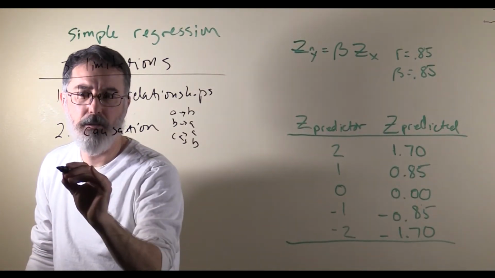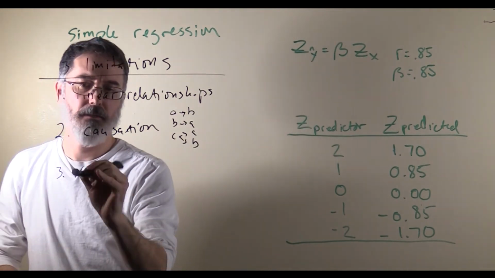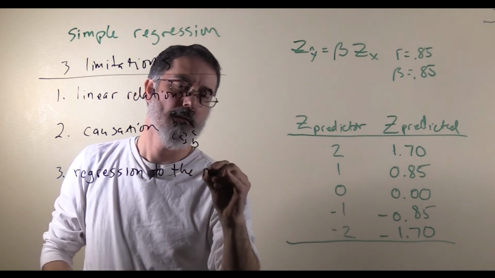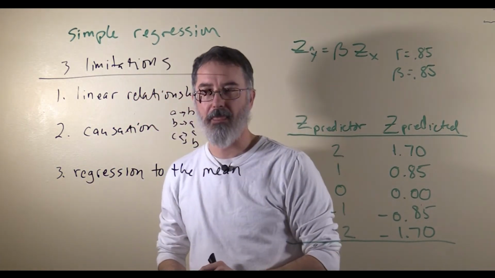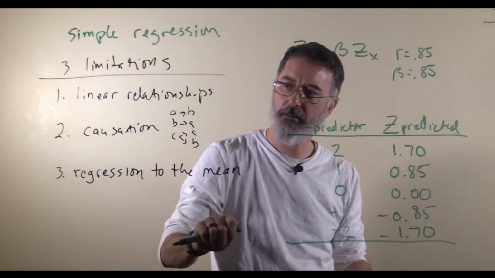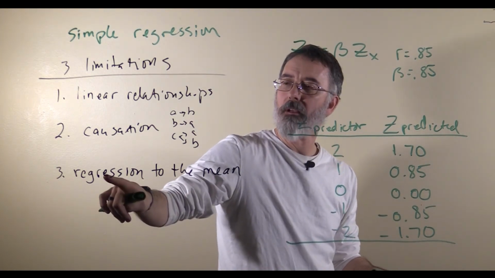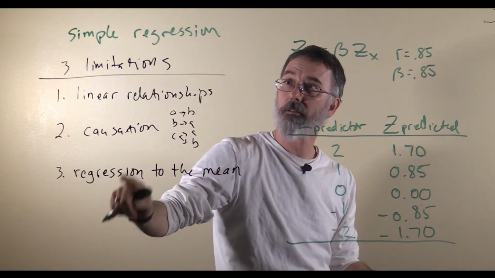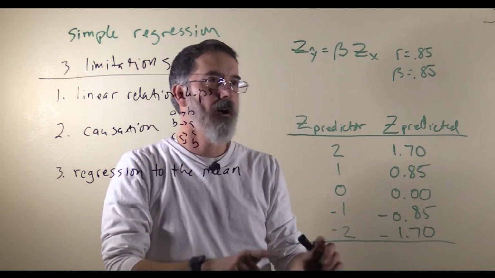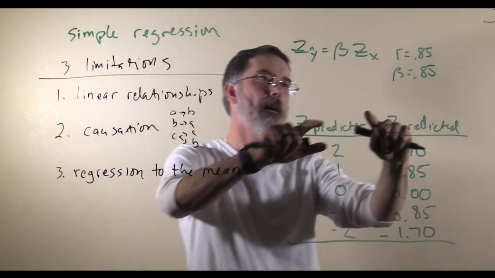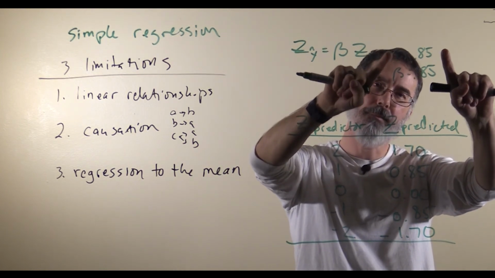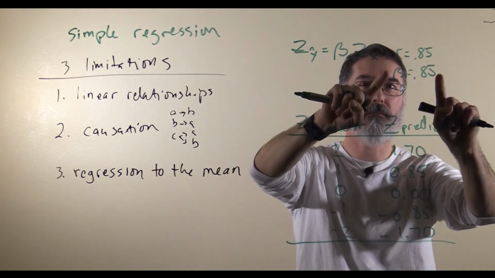And the third thing that I'm going to call a limitation is called regression to the mean. First I'll illustrate it, and then I'll tell a little bit about the history of this idea, because this is why this technique is called regression. So it's kind of important to understand why it's called regression to understand what's going on here. Let's consider a situation where there's a correlation between two variables. It's a very strong positive correlation, 0.85. That means the beta between the two variables is 0.85, right?